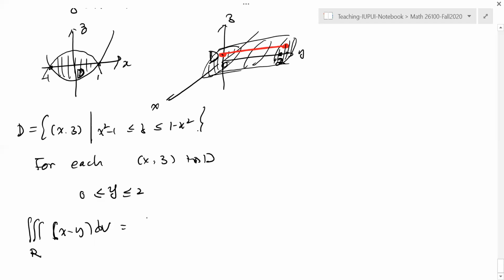So it's going to be, first of all, the double integral over D, then y is between 0 and 2, of x minus y dy, and then dA. dA is actually dx dz.